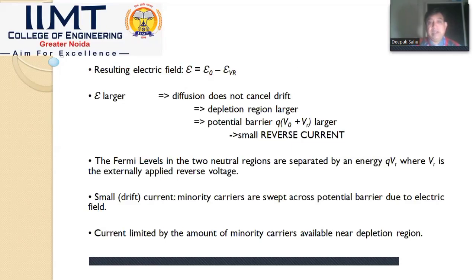Now, various electric field and values are mentioned here, that diffusion does not cancel drift. Earlier it was also the same. Depletion region becomes larger and potential barrier becomes higher. And a small reverse current, which we already know is in the value of microamperes, and it's more dependent upon temperature rather than the energy source of light. So if we keep on increasing the reverse voltage and temperature is maintained, and if we avoid the breakdown region, current can be only a very small amount in the form of microamperes.